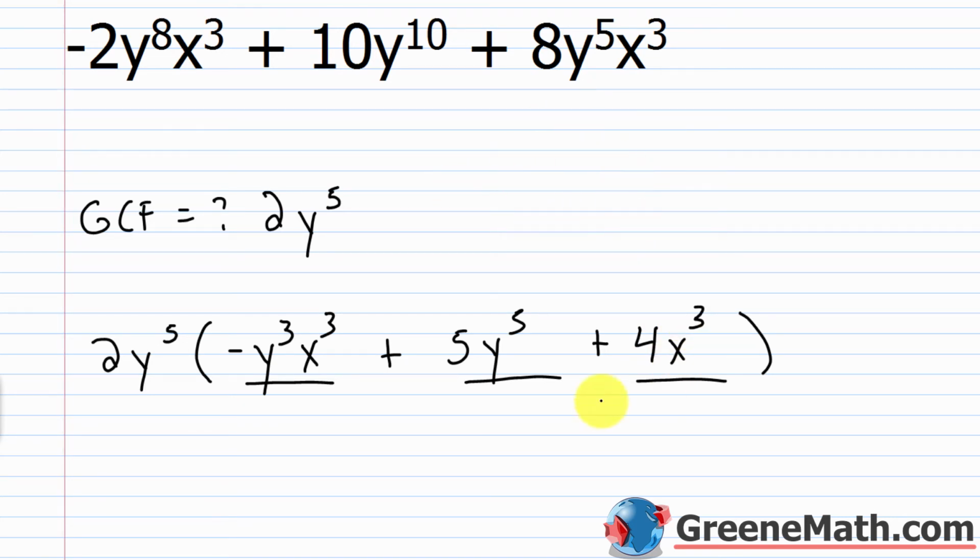In factored form, this is 2y to the 5th power times the quantity -y cubed x cubed plus 5y to the 5th power plus 4x cubed. Now, again, you might come across a situation where you want to factor out the negative of the GCF. So if I factored out a -2y to the 5th power, all the signs in here would just change, right? If I multiply or divide by a negative, it just changes the sign. So this would be plus, this would be minus, this would be minus. But again, if I change this back to plus, then this becomes minus, plus, plus.